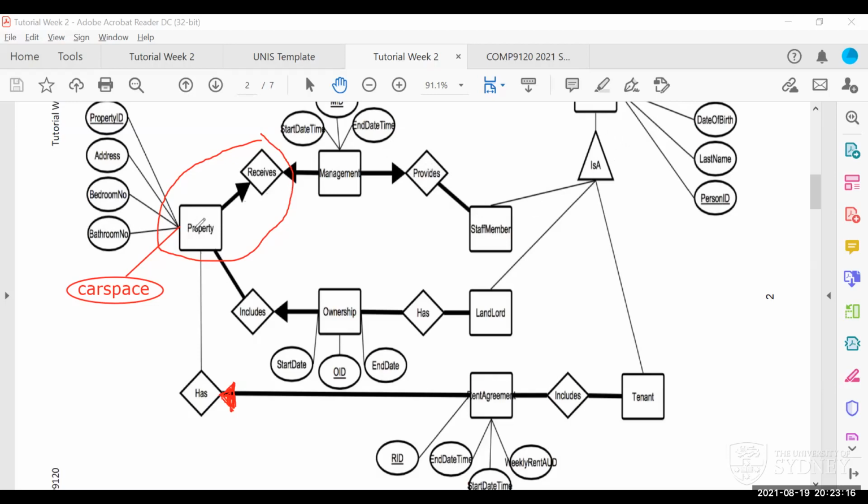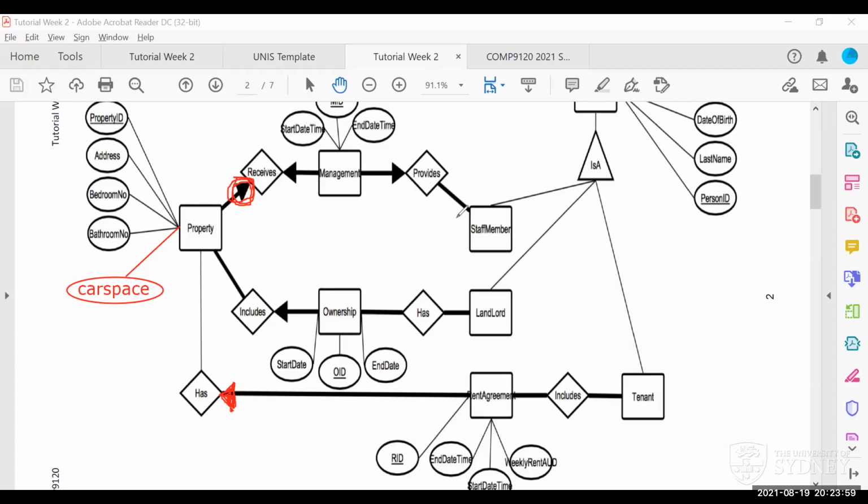Is that correct for us to say a property receives exactly one management? Can it be managed by multiple management? Yep, it should be at least one. That's correct. That means this one here shouldn't be an arrow, right? It should just be a thick line. So we need to remove the arrow sign here. Okay. So that arrow sign there is incorrect. So it should just be a thick line to say a property receives at least one management, where each management is provided by exactly one staff member.